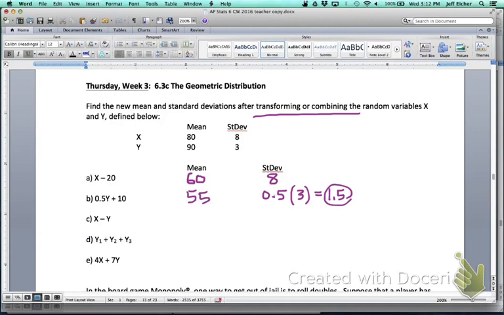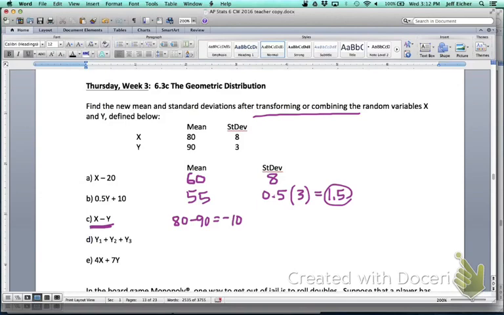C, D, and E are based on our previous lesson. Now we're not adding or subtracting or multiplying by a constant like 20 or 0.5 or 10, but we're adding or subtracting random variables. So for the difference in two random variables, the mean is simply the difference in the means. So if one mean was 80 and the other mean was 90, our new mean would be negative 10.